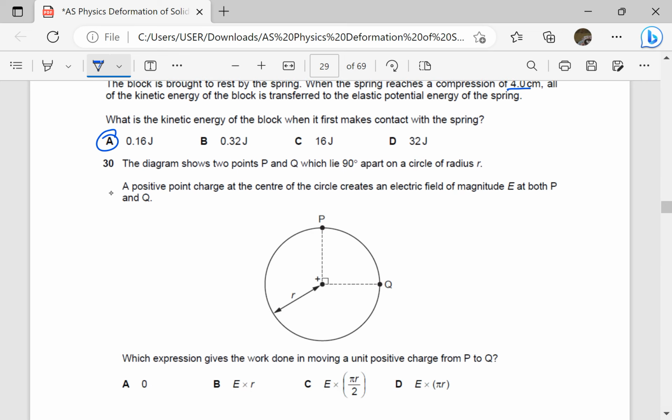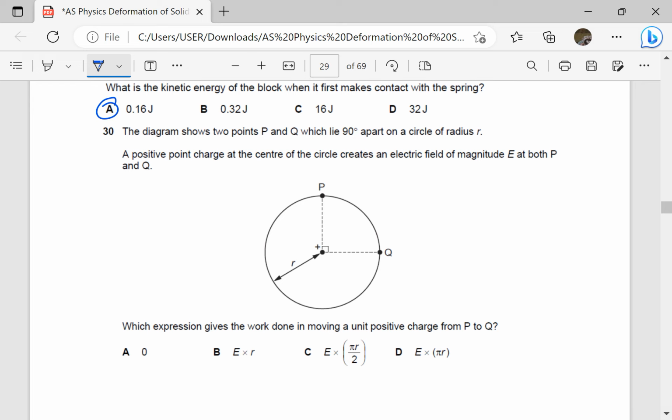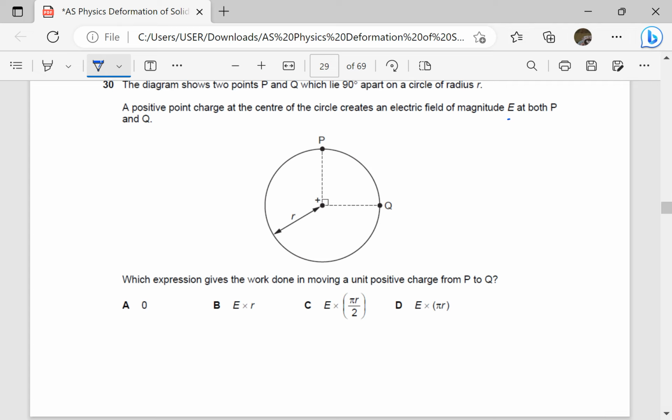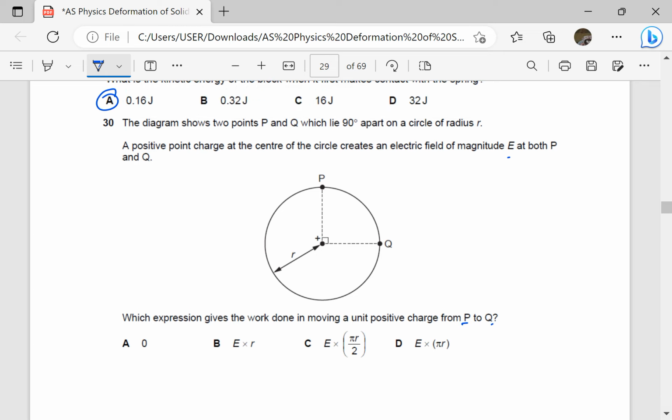The diagram shows 2 points P and Q which lie 90 degrees apart on a circle of radius r. A positive point charge at the center of the circle creates an electric field of magnitude E at both P and Q. Which expression gives the work done in moving a unit positive charge from P to Q? Of course, this question is in electric fields, but it is out of this syllabus, but I would still answer it.